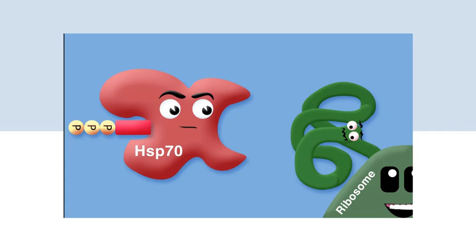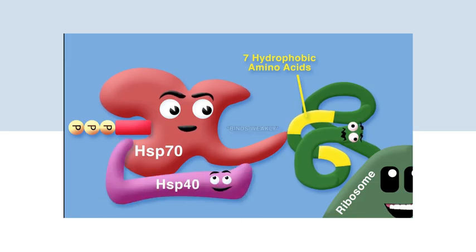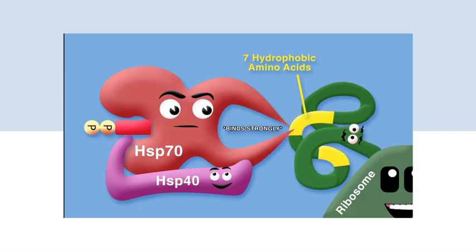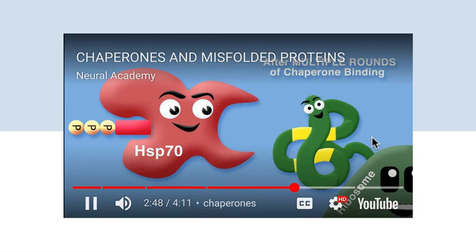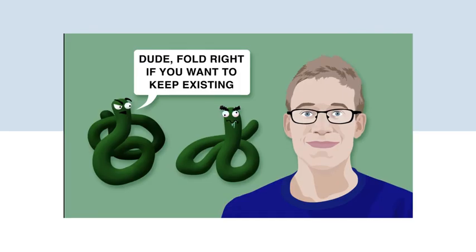HSP70 acts early on in the process of protein folding, binding to polypeptide chains emerging from ribosomes where there is a chain of 7 hydrophobic amino acids. HSP70 is aided by HSP40s, and many cycles of ATP hydrolysis are generally required to fold a single polypeptide chain correctly. HSP, let's discuss.